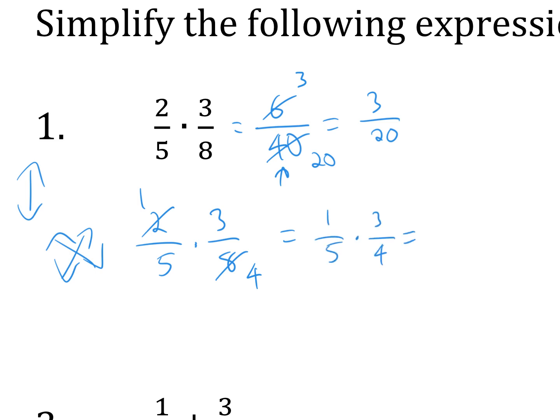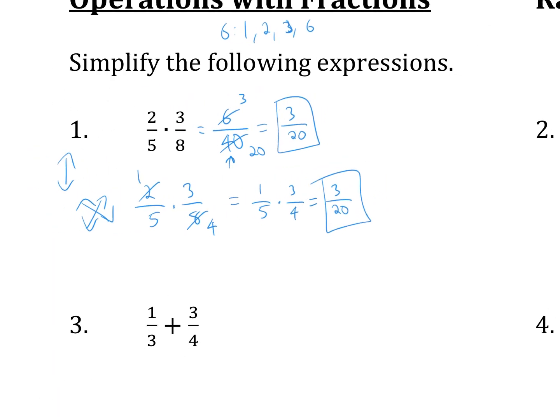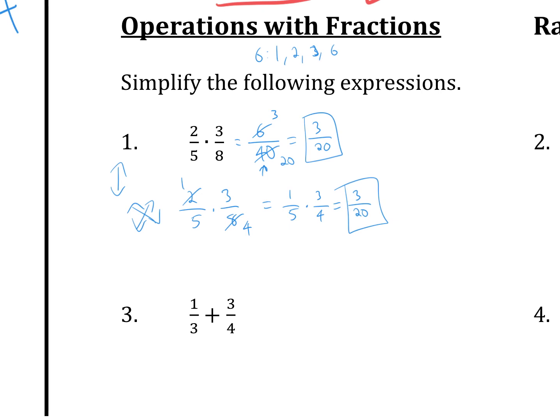Now if we multiply that, isn't that a little bit nicer? What's 1 times 3 on top going to be? It's going to be 3. How about 5 times 4? 20. So see, we got the same answer here. There are lots of ways to approach this, and I like to cancel first, but not always. It really depends. Once we get more fluent, we'll see what we like.